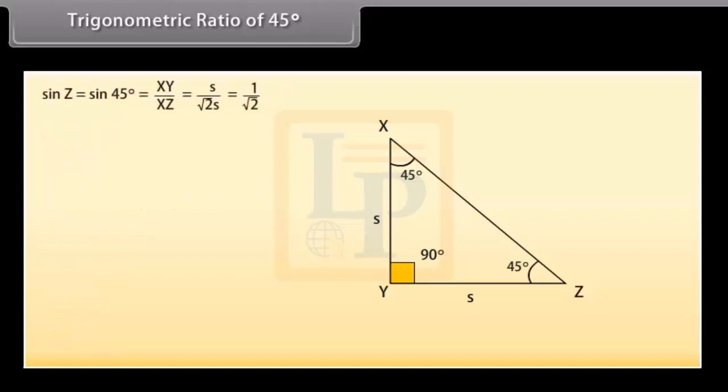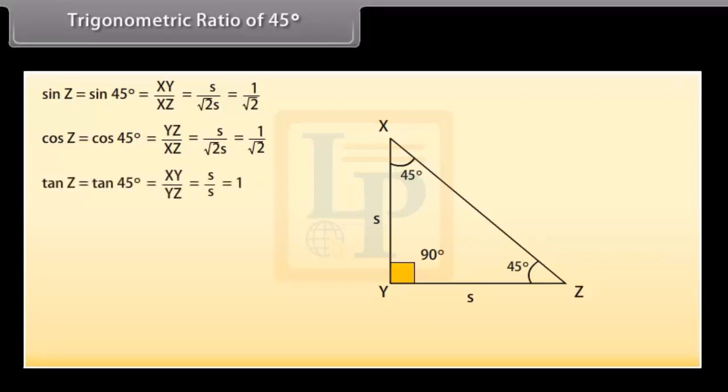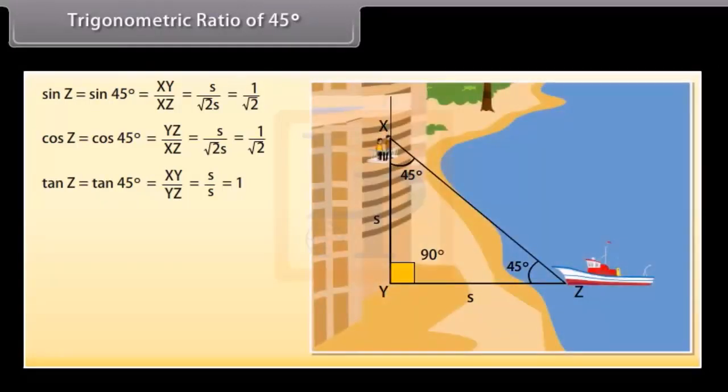Sin Z is equal to sin 45 degree, which equals XY upon XZ, which equals s upon square root 2s, which is equal to 1 upon square root 2. Cos Z is equal to cos 45 degree, which equals YZ upon XZ is equal to s upon square root 2s is equal to 1 upon square root 2. Tan Z is equal to tan 45 degree, which equals XY upon YZ, which equals s upon s, which is equal to 1. Recall the discussion of Vedika and Anvesha at the beginning of the lesson.